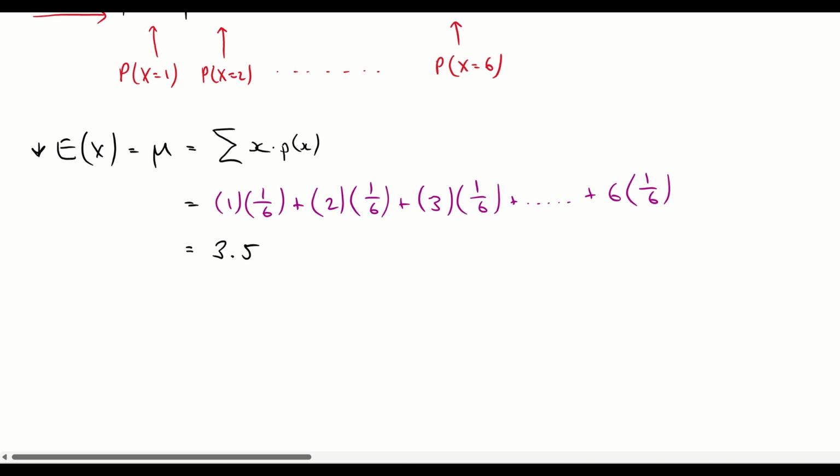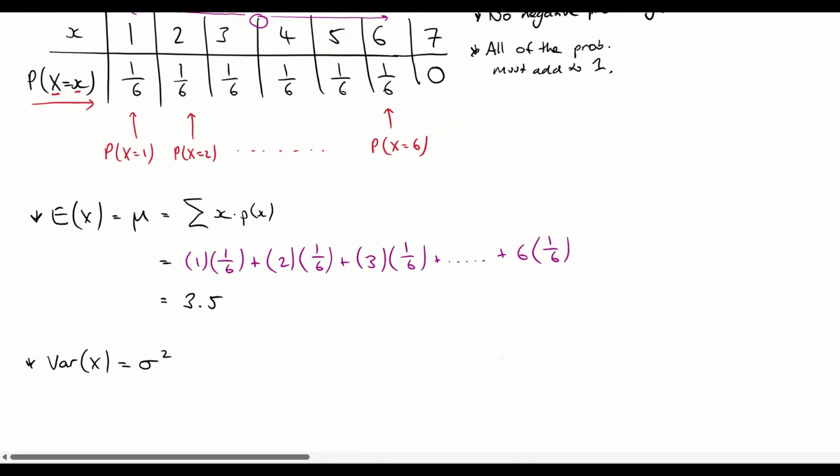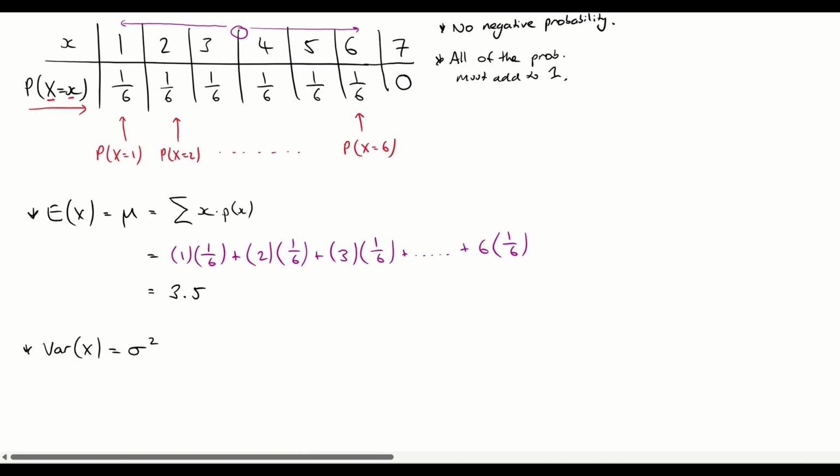The next thing we can do is calculate what we call the variance of x. And we give this the symbol little sigma squared. And the way that we calculate that is very similar. We take the sum of x, but now we subtract from x the average, so our mu, which we just calculated to be 3.5. We square it and we multiply by the probability that x occurs. Again, this looks quite scary, but in practice, it's okay. It's a little bit more tedious than the mean, but it's still doable.